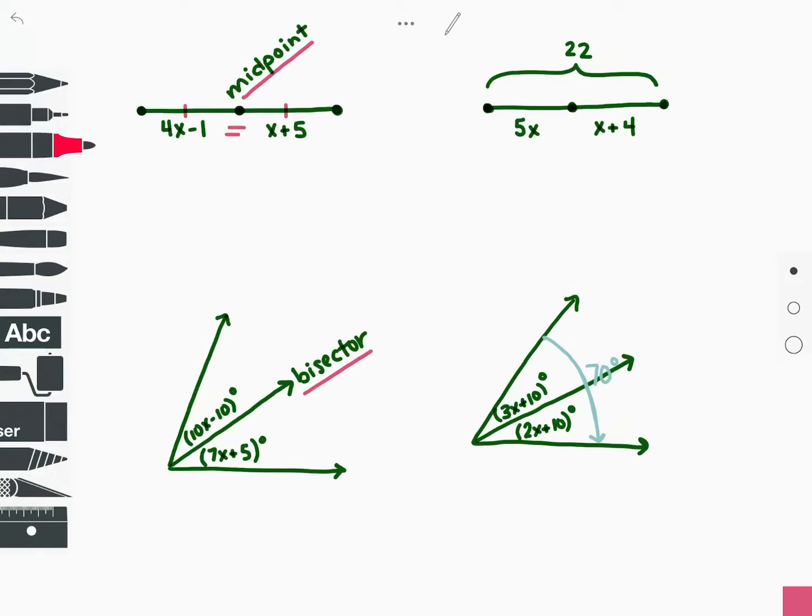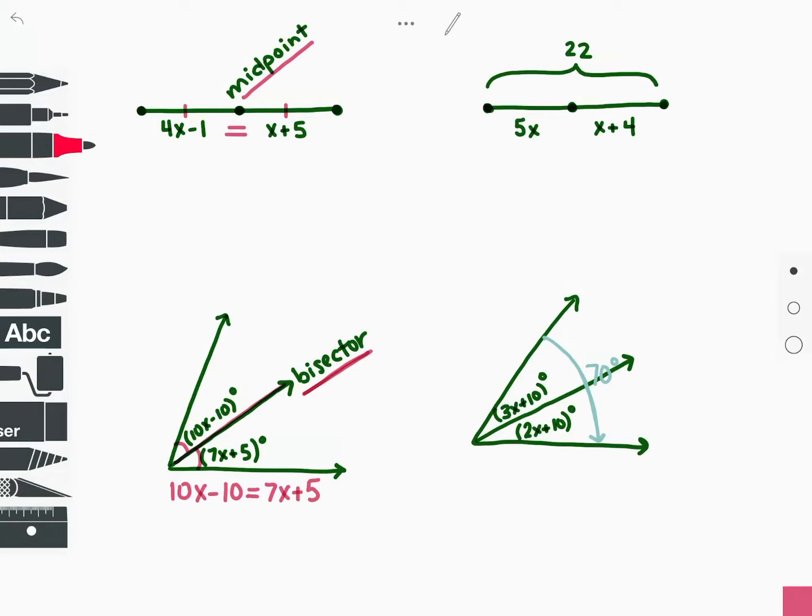We can say that those two pieces are equal to one another, and in fact that's how you set up those equations. When you see the word midpoint, you set them equal to each other. Same thing with a segment bisector or an angle bisector. Down here I have an angle bisector, which means that this ray has split that angle into two congruent pieces, and so we would say that those two angles are equal to each other. So that's the setup whenever we have something that's split into two equal pieces.